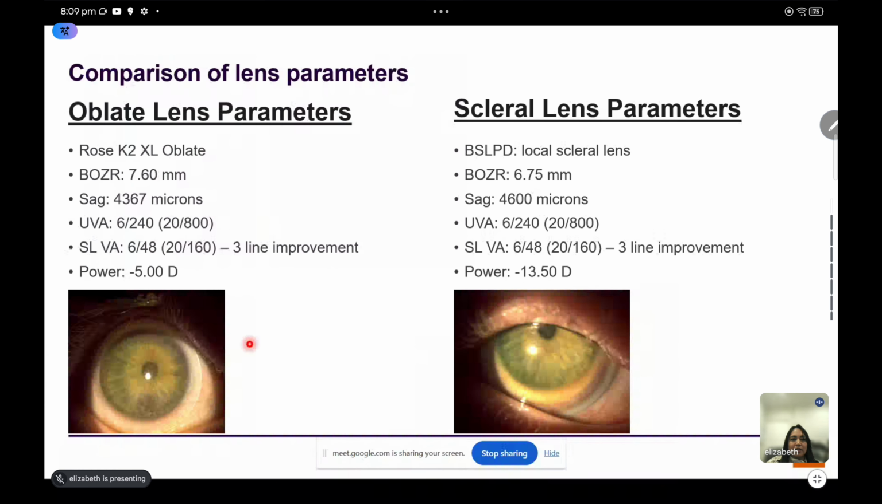So compare the oblate lens on the eye to the scleral lens on the eye. Huge difference. So just to go through the parameters again, we had decreased that sag quite a bit, and the eventual power that we ended up with after over-refracting was -5 diopters that got him that 3-line improvement versus the -13.5 diopters. So just by bringing the central part of the lens closer to the cornea and decreasing that central clearance, we managed to have a huge impact on the power of the lens. We decreased it quite significantly. And also, by changing the design, the way that the lens landed on the sclera looked a lot better as well.